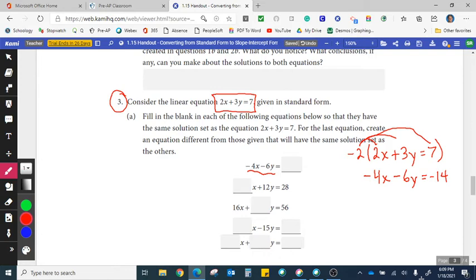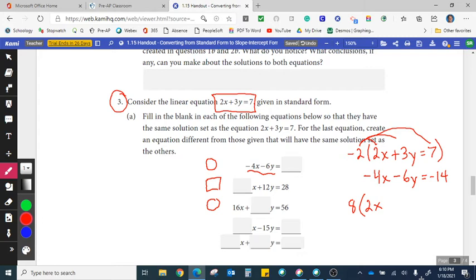Alright, so that starts you off with that one. You do the second one. For this third one right here, 16x. How did I go from 2x to 16x? Well, I think what's happening is you're multiplying it by 8, right? Because look, what happens when you multiply 7 by 8? Don't you get 56? That's why it's important to know your multiplication tables, right? Very important.